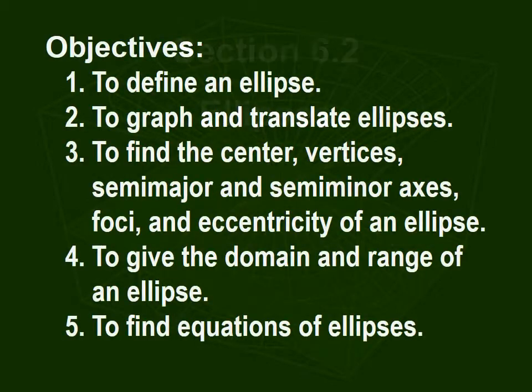Okay, today we're going to do section 6.2 in our book, which is about ellipses. So we're going to talk about what an ellipse is. We're going to graph and translate them, talk about the center, the vertices, the semi-major and semi-minor axes, the foci, and then we're going to briefly touch on eccentricity of an ellipse. And yes, in class, we're going to talk about domain and ranges, and we're going to find equations of ellipses.